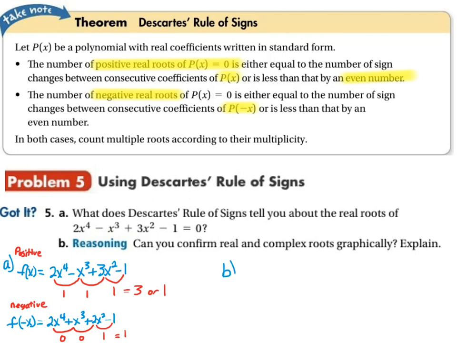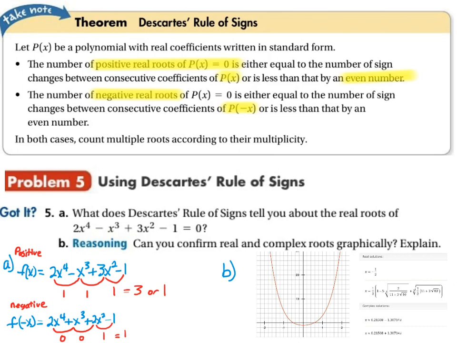All right? And part B says, can I confirm it graphically? So what I'm going to do is I'm going to graph it, and using my calculator, and once it's graphed there, I can see that it touches once on the negative side, once on the positive side, and then 2 are imaginary. So yes, it did happen one time negative, one time positive.